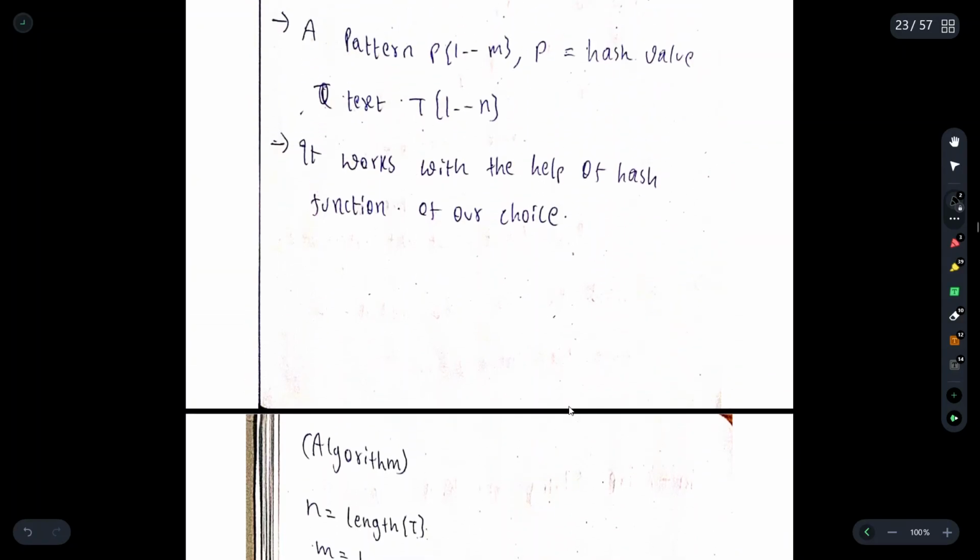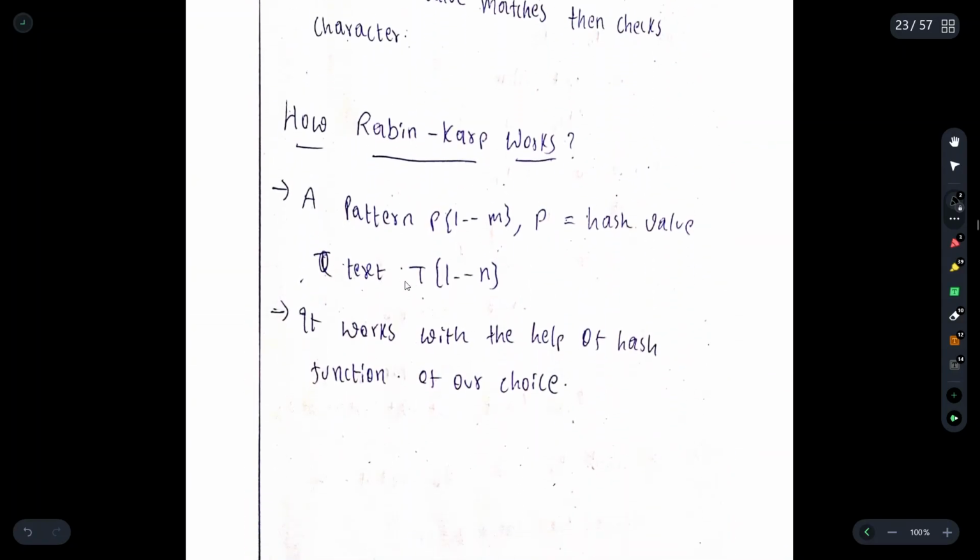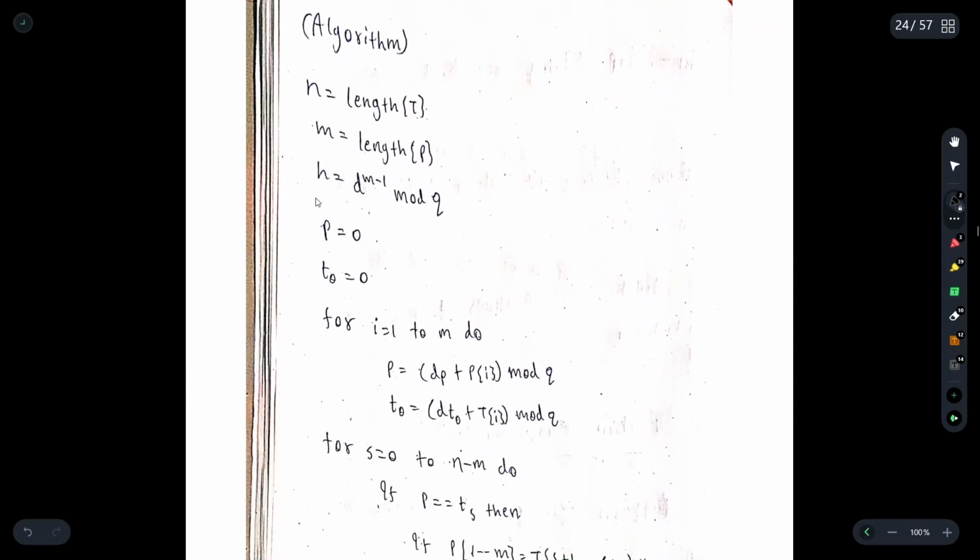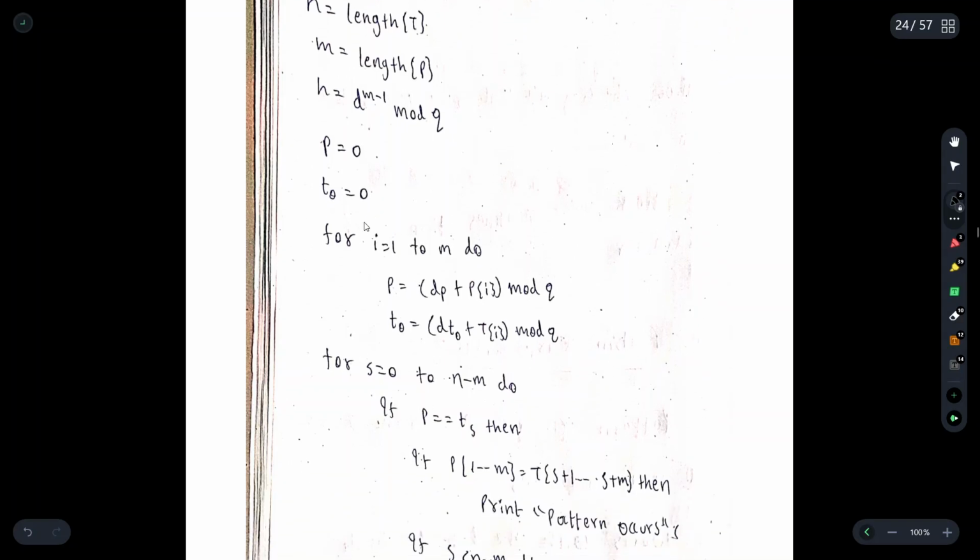So now this will be discussed in the algorithm. There will be a pattern, a hash value and a text value. It works with the help of a hash function of our choice. So here n is equal to the length of the text, and m is equal to the length of the pattern. So h is equal to d to the power of m minus 1 mod q. Then for i equal to 1 until m, the length of the pattern, we will divide the p with the q, and then divide the t naught with the q.